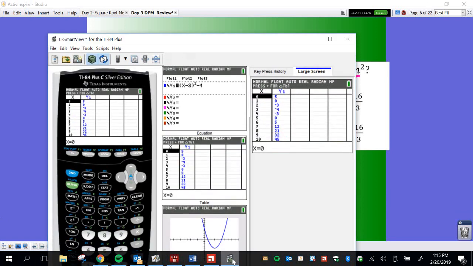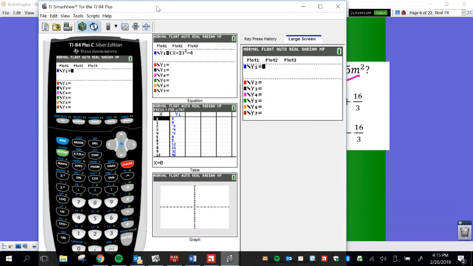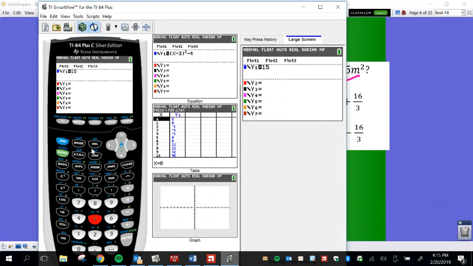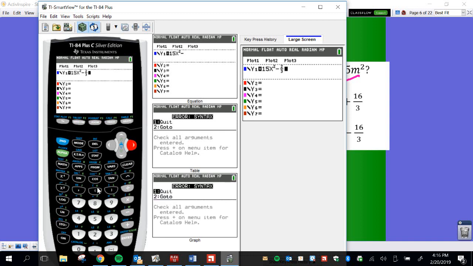In our calculators, y1. Let me clear this. We have to have 15, and I'm going to use the x instead of the m. So 15x squared minus, and remember, whenever you're going to make that fraction, you can use alpha y equals inner. Then we have 2 over 3, and then times, parentheses, 3x minus 8, close the parentheses, and then finally minus 5x squared. So that's our y1.